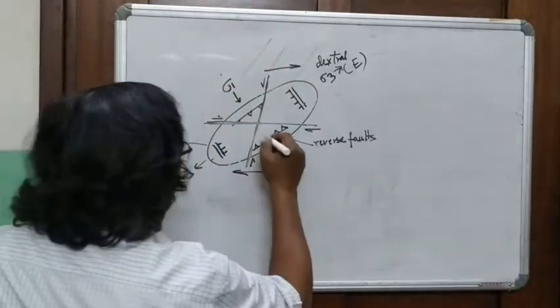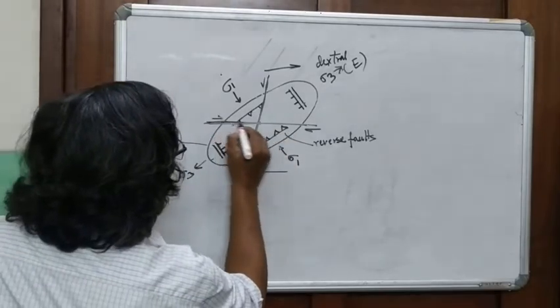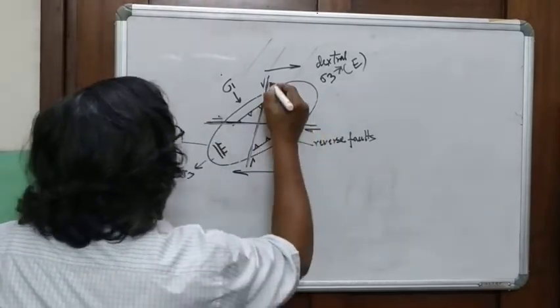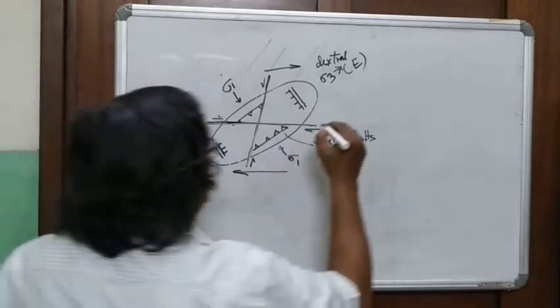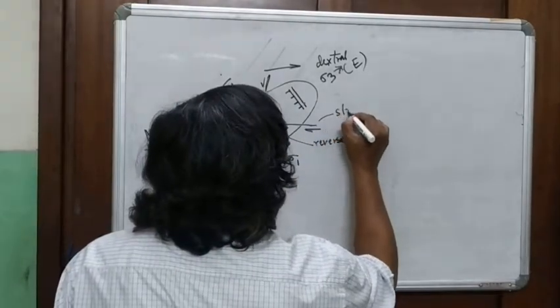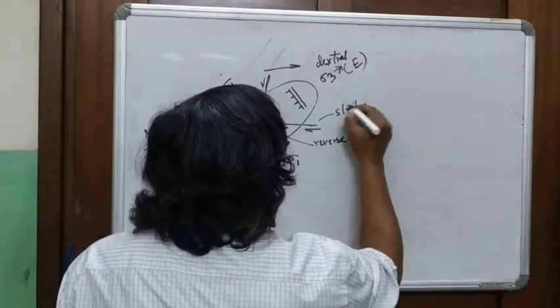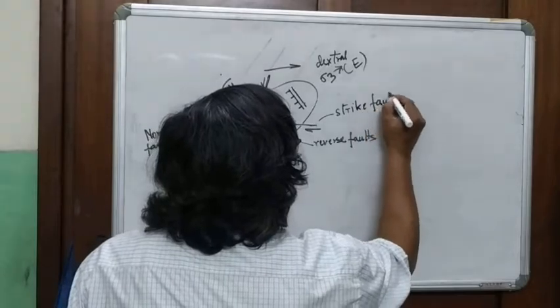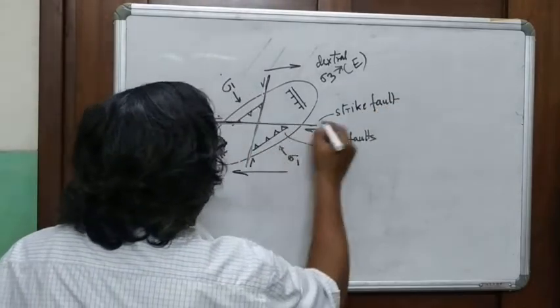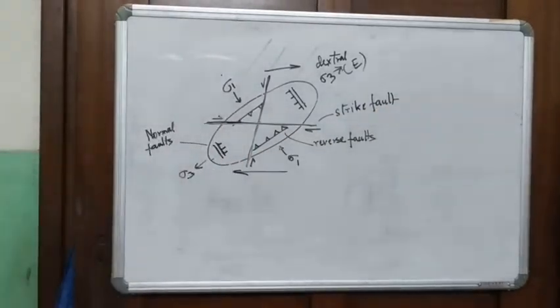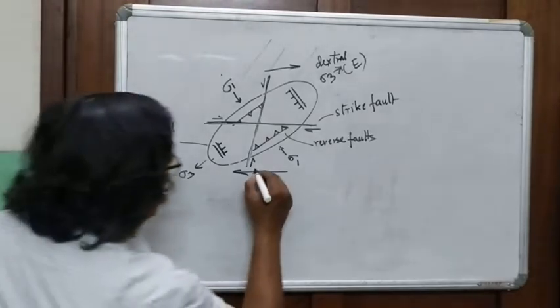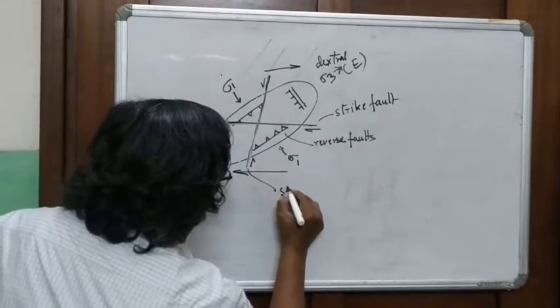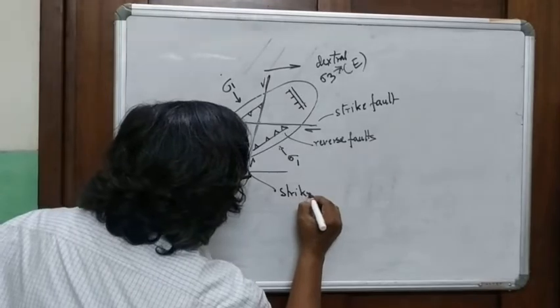These are the two reverse faults. And these faults, I will just name them, we will see them later. These are called strike slip faults. We will talk about it a little bit later. There are two pairs of strike slip faults. Here, this is also a strike slip fault, but there are two names to it.